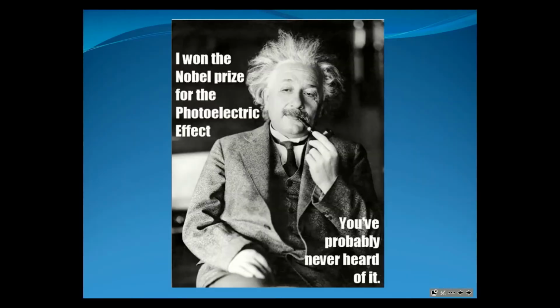So today we're going to talk about the photoelectric effect. And so Einstein came up with the model for the photoelectric effect, and it's the only thing he ever won a Nobel Prize for. He never won it for general or special relativity or E equals mc squared, stuff you've probably heard of. The photoelectric effect is the only one that he won the Nobel Prize for.